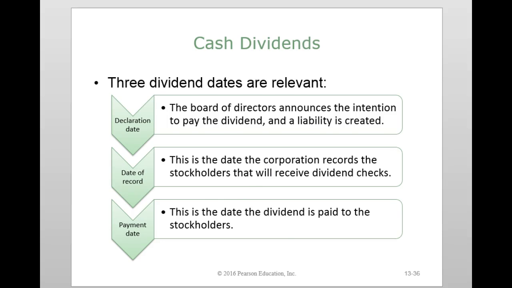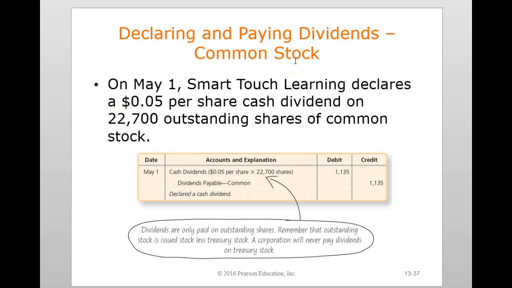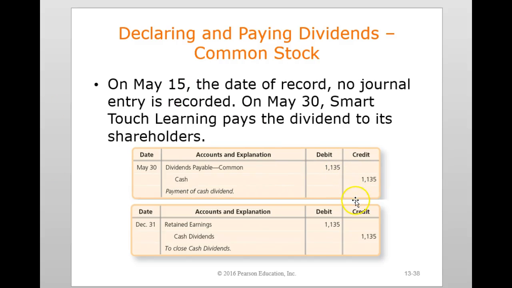And the next thing is when you declare a dividend. You debit cash dividends for how much per share, whatever's outstanding right now, and then it becomes a payable. That's what they say when they make the liability. So there's going to be cash paid out eventually of $1,135. Then when you pay it, you take it out of the payable and pay it out of cash. And ultimately, when you close at the end of the period, it comes out of retained earnings.